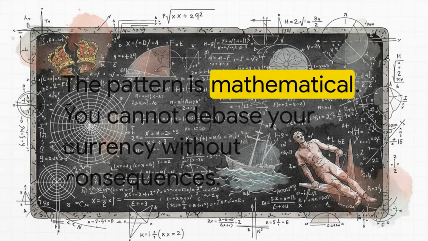And that's really the final, most crucial point of this entire model. The pattern isn't emotional, it isn't political, it's mathematical. An empire simply cannot spend beyond its means forever. It cannot maintain a global military presence without a strong, productive economy at home. And it cannot debase its currency without facing severe consequences.